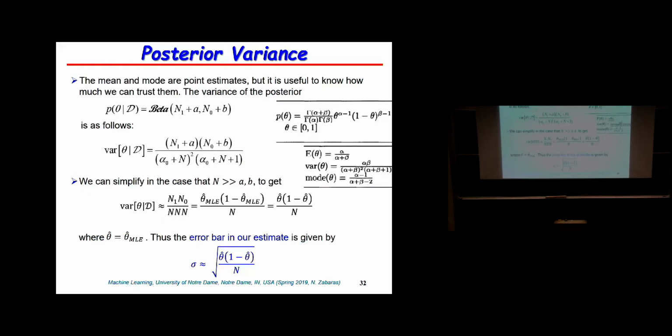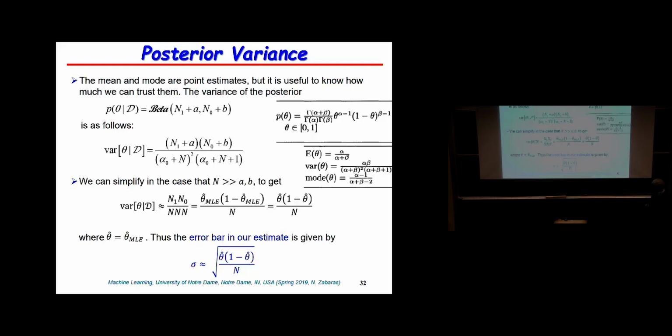All right, so if you want to get the variance, I'm just copying the formulas that you see here. The variance of the posterior looks like this. And if you assume that you have a lot of data, you can get rid of the prior coefficients alpha and beta. They are insignificant versus the numbers of heads and tails. So you can write the variance as n1 times n0 divided by n cubed. And n1 over n is the MLE estimate. So the variance is really theta hat times 1 minus theta hat, where theta hat is this MLE estimate.